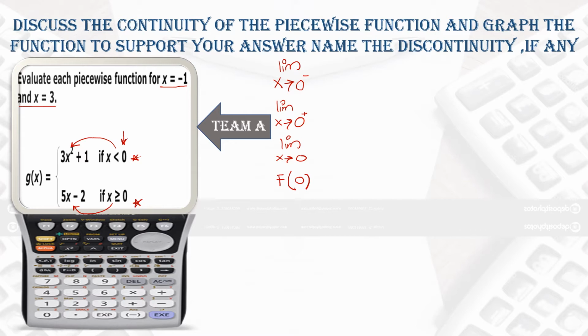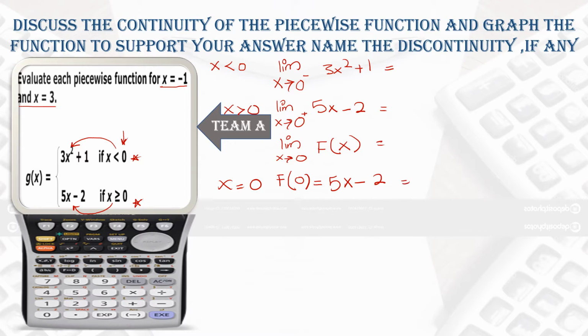Now 0 from the left side means x is less than 0, which means follow the equation 3x squared plus 1. x greater than 0 means 0 from the right hand side, so follow the equation 5x minus 2. In order to read the both side limit, you have to see the result of both sides to conclude your final limits, and f of 0 means x equals 0, which can be found by writing the second equation.